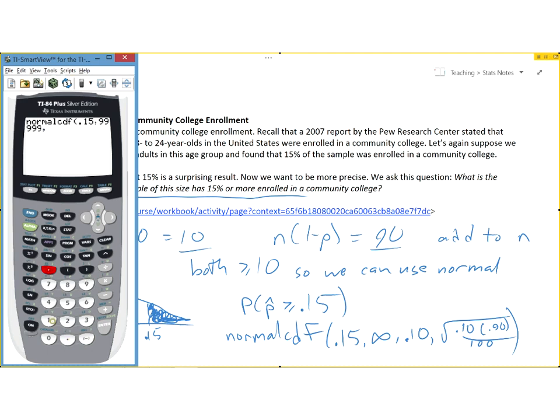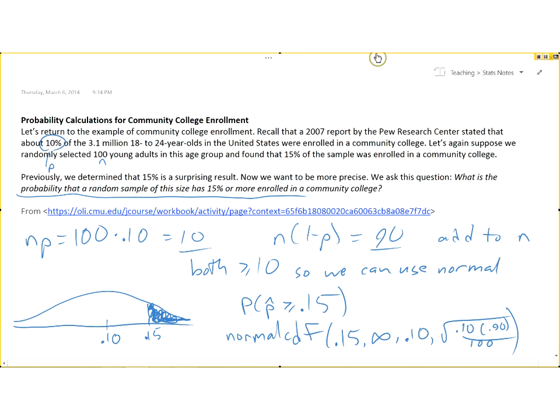Then comma, and then 0.10 or 0.1. You don't have to have the 0 there. And then I'm going to type square root. I'm going to type exactly that square root formula. I'm going to hit second in the x squared key to get the square root symbol. And then 0.10 times 0.90 divided by 100. You don't need parentheses there. And then I'm going to close my square root parentheses and close my normal CDF parentheses and hit enter. And so there's the probability right there, 0.0478. 3 decimal places is probably fine, I would say. So 0.048 would be fine as well.